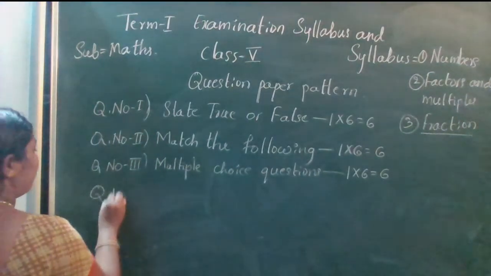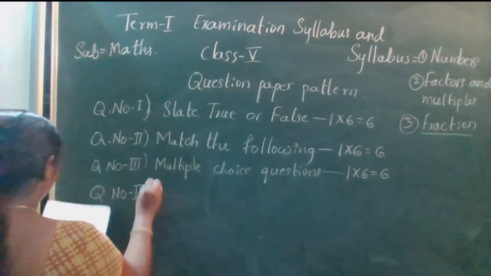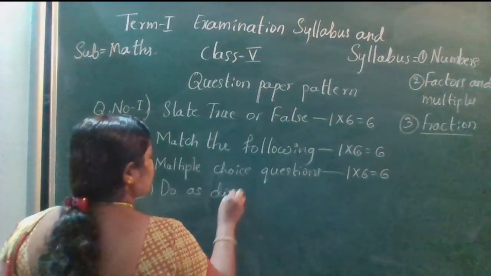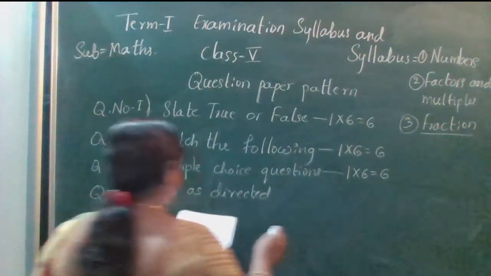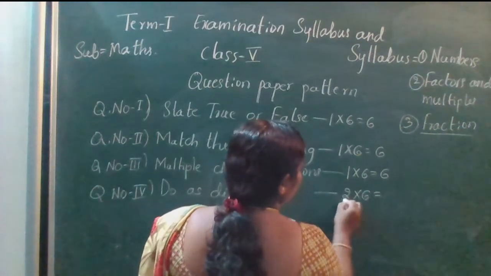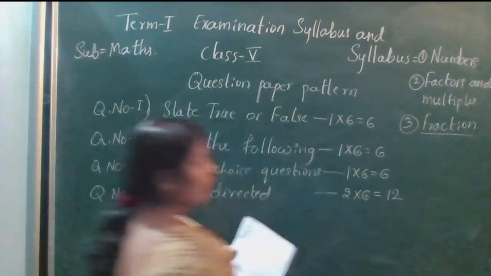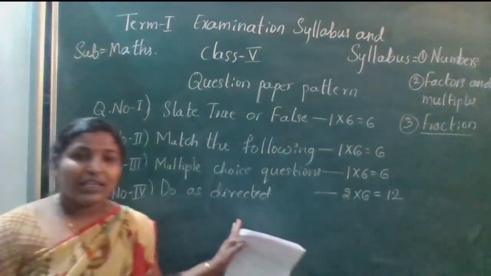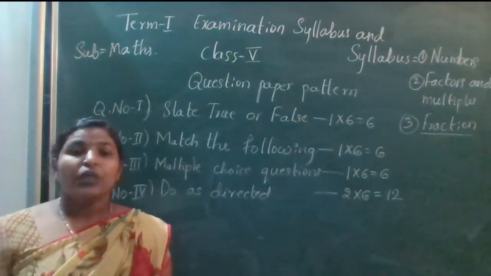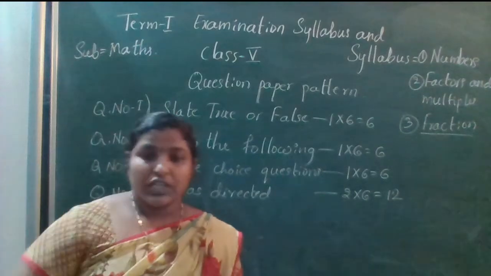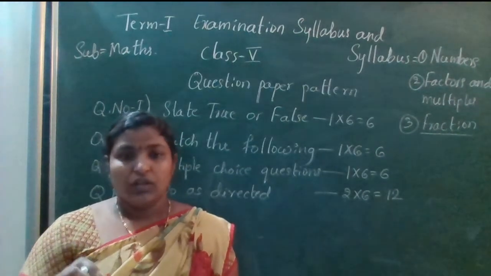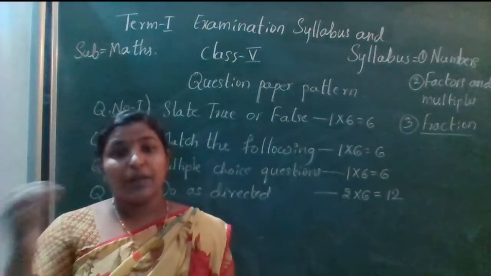Next, question number 4. Do as directed. Do as directed will have 6 questions of 2 marks each. 2 sixes are 12. In this question, you will get problems, solving problems. For example, one I will tell you. Write the successor and predecessor of 9,27,354. So you have to write the successor of it and the predecessor of it.